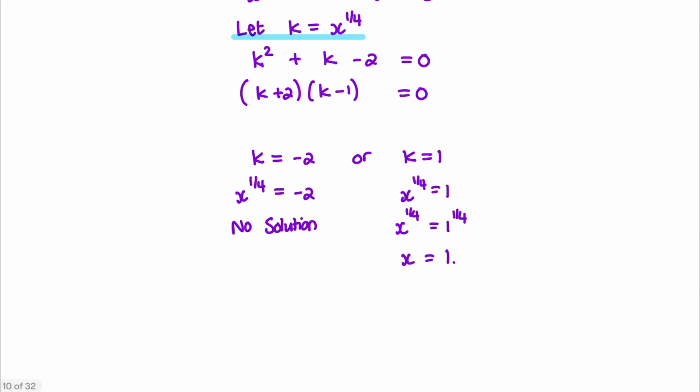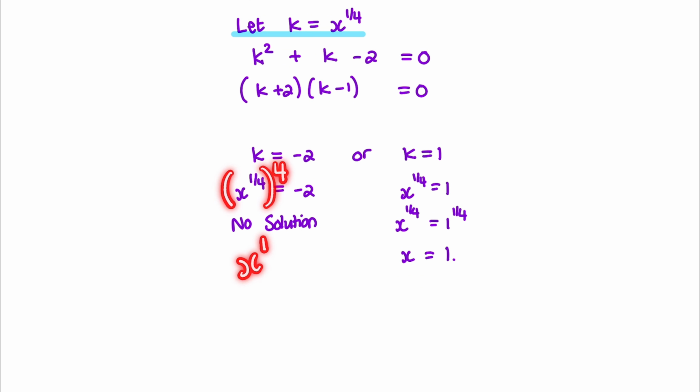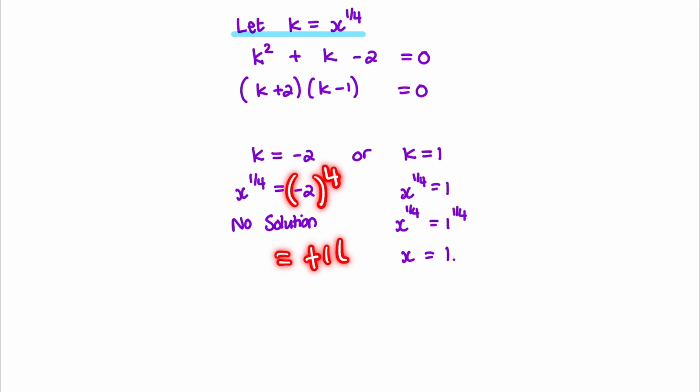But remember, the question said solve for x. So here we have x to the power of a quarter instead of K is equal to -2. And on the right-hand side, we have x to the power of a quarter instead of K is equal to 1. Now you notice our solution on the left has no solution. Because if I take this x to the power of a quarter and I raise it to the power of 4, I'll get x to the power of 1. But if I do that on the right-hand side, I'll get +16. So x will be +16.